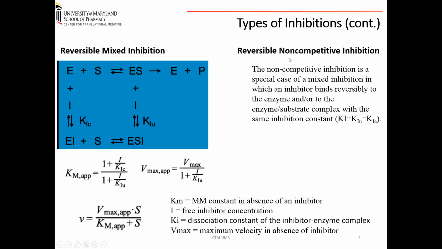And the reversible non-competitive inhibition is a type of mixed inhibition where these affinities are the same. So there's only one constant, Ki, which describes Ki for uncompetitive inhibition, and the same for competitive inhibition.